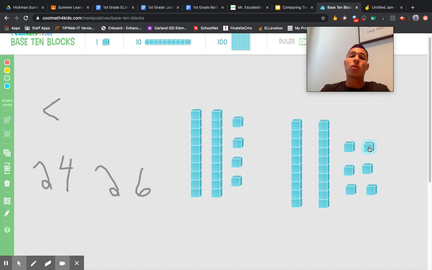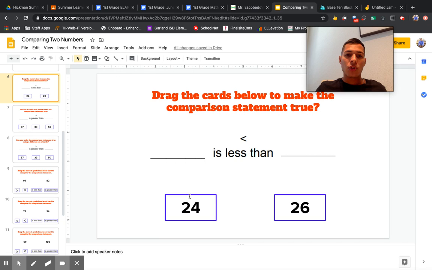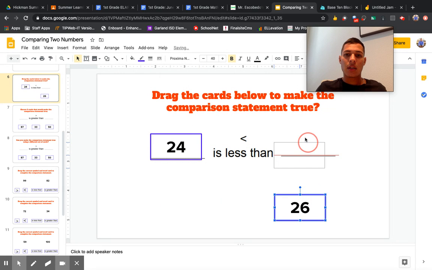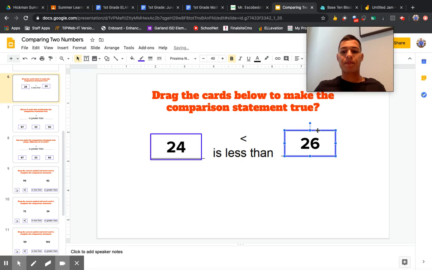26 is less than. So we're looking for our first number in our statement to be the smaller number, right? Because it's starting with is less than. So we know that our first number in our statement has to be the smaller one. So out of these two, 24 and 26, which one's smaller, right? We see it. It's right in front of us with our blocks. The 24 is smaller than the 26, right? So we know that 24 would be less than 26. Okay?